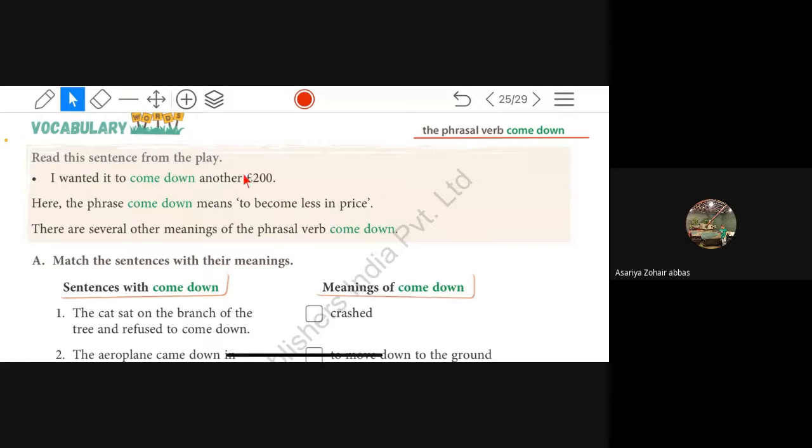I wanted it to come down another 200 pounds. So what is the meaning of come down in this sentence? To become less in price. You want petrol prices to come down another 10 rupees. So come down means to become less in price. This phrasal verb means to become less in price. Did you understand?